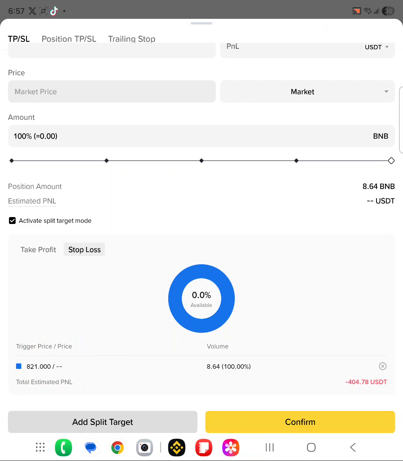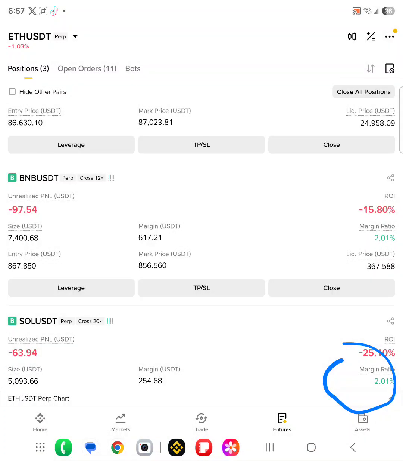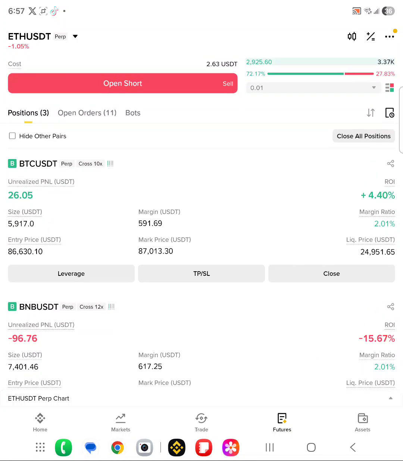And my take profit, I shared my take profits in 4s. So totally, if it hits, I'm going to make around $364. So this is just it. This is what I'm trying to show you: how to manage your risk.